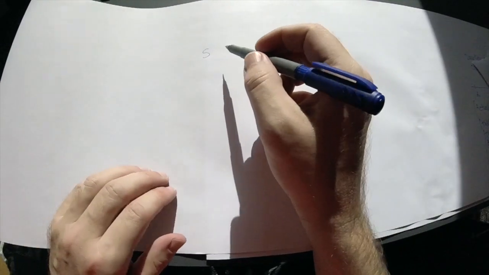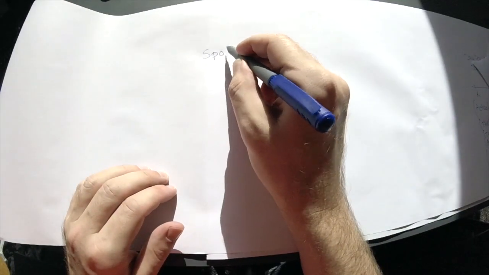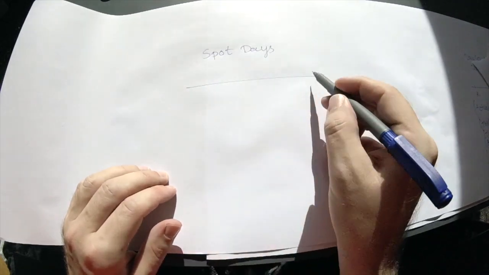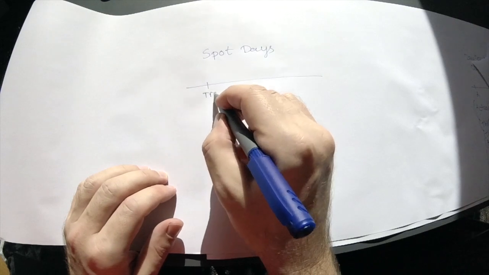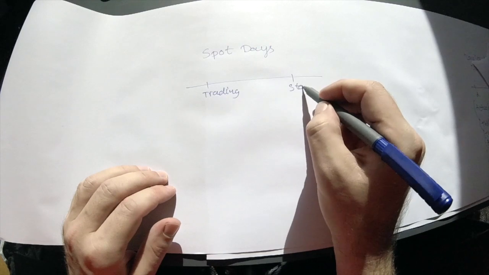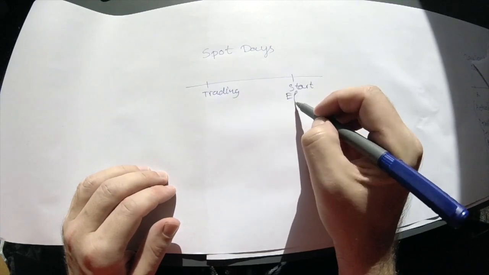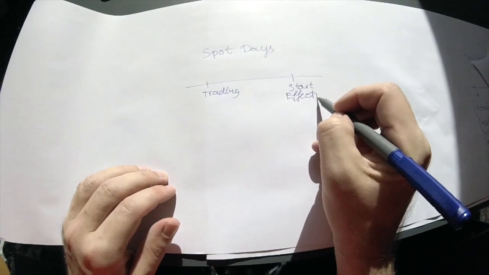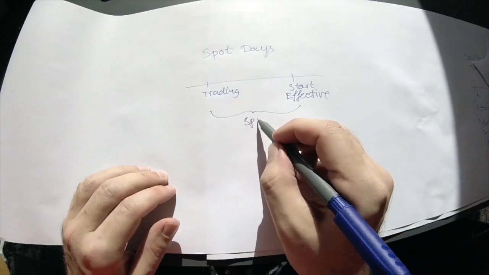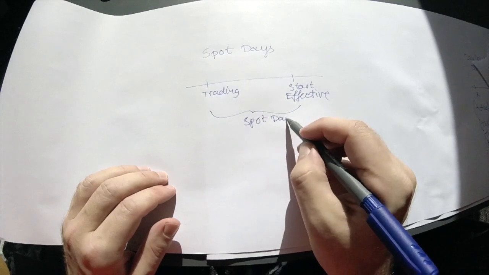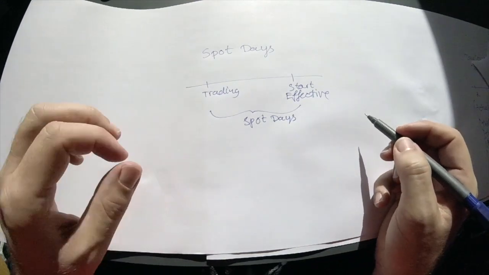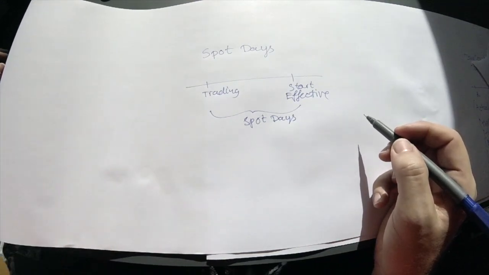To figure out when a swap starts, we need to look at what is called spot days. That measures essentially when you do trading on a given date, when does the swap start, what is the start date, sometimes called the effective date of the swap. And the distance between those two is the number of spot days.